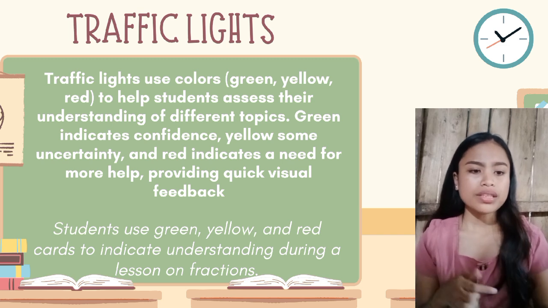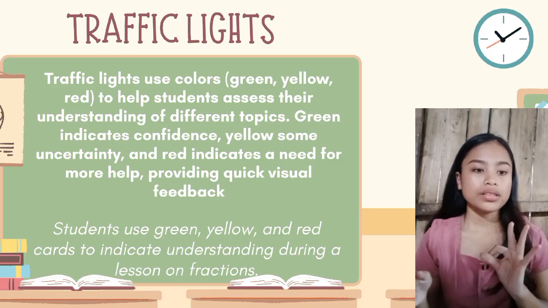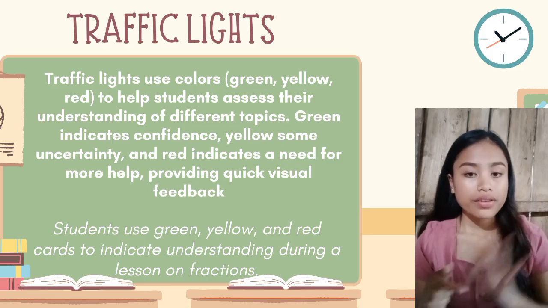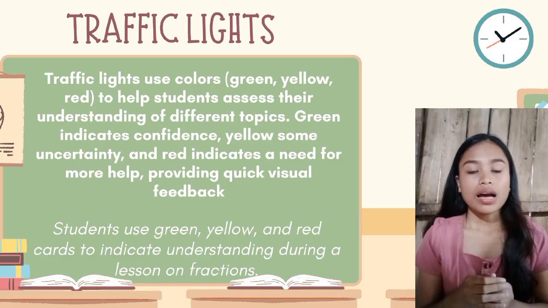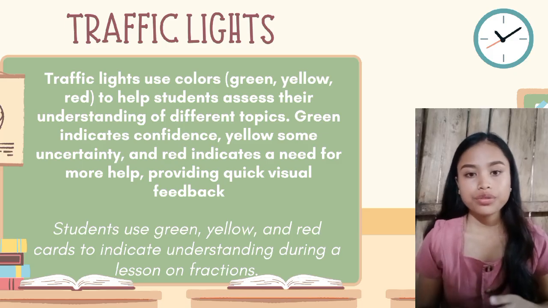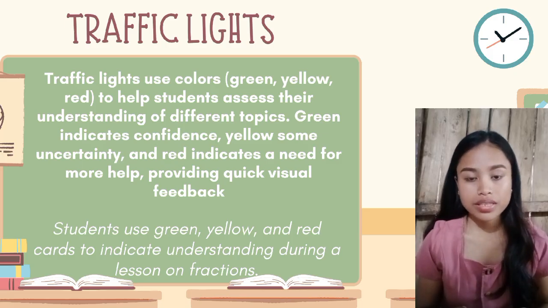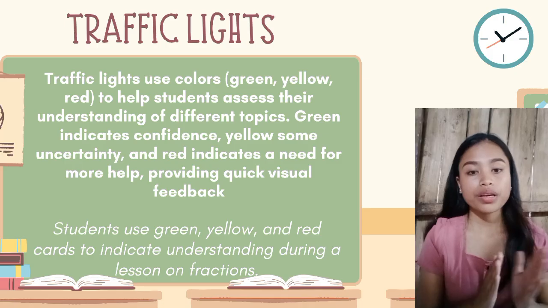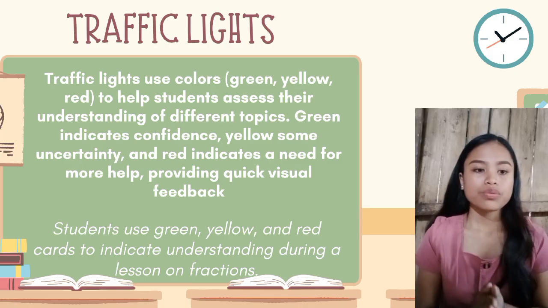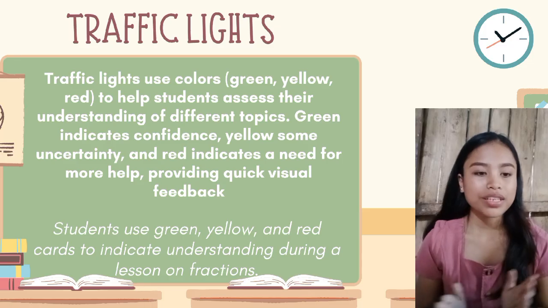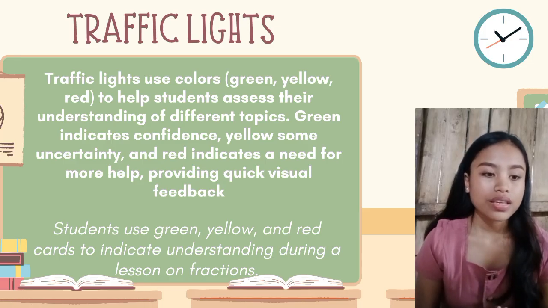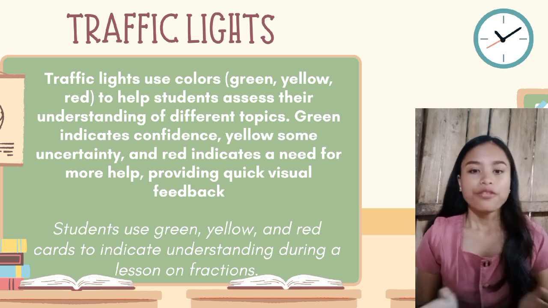So if you have some uncertainty, you will use the color yellow, and you will use the indicator color red if you need more help, or you need some clarification, or you faced confusion or challenges, or a hard time to comprehend a certain topic. So this will provide quick visual feedback. An example here is students use green, yellow, and red cards to indicate understanding during a lesson on fractions.